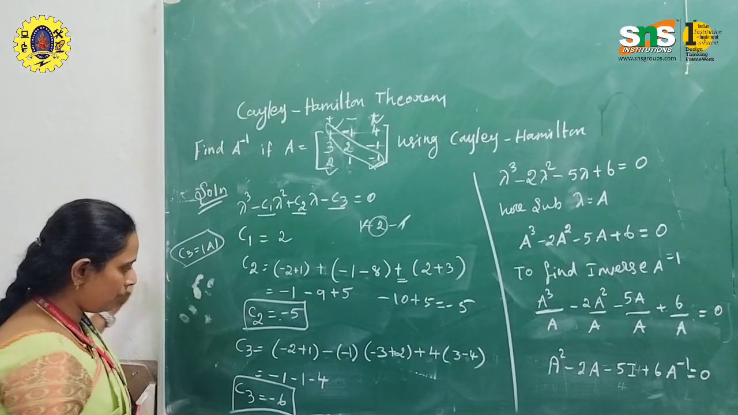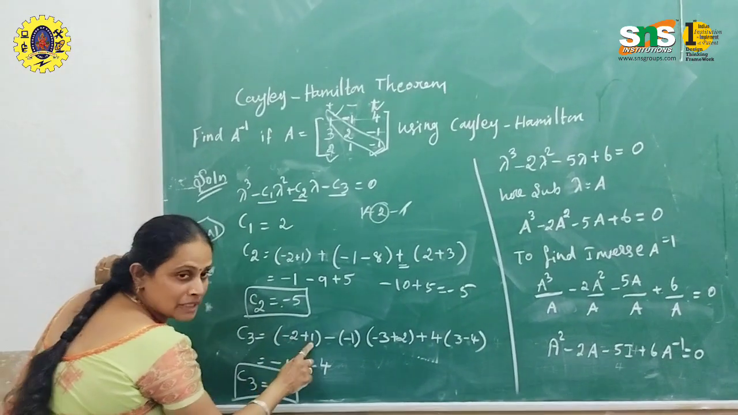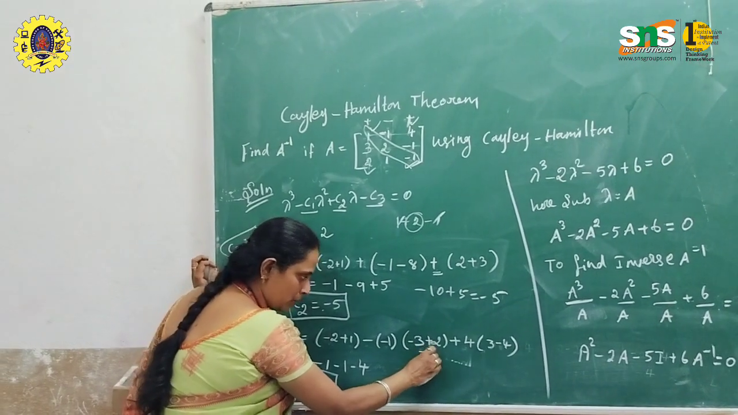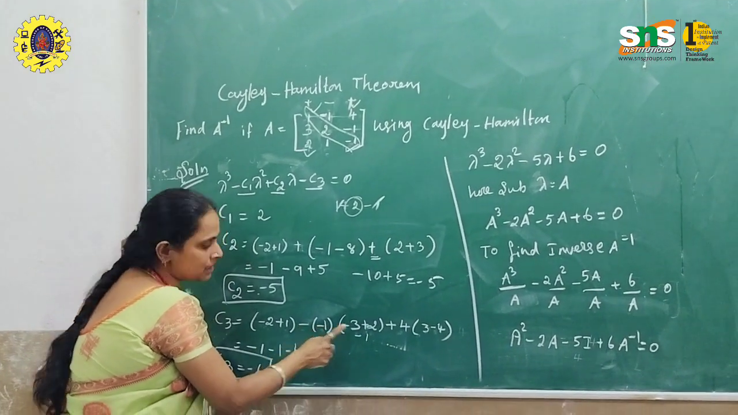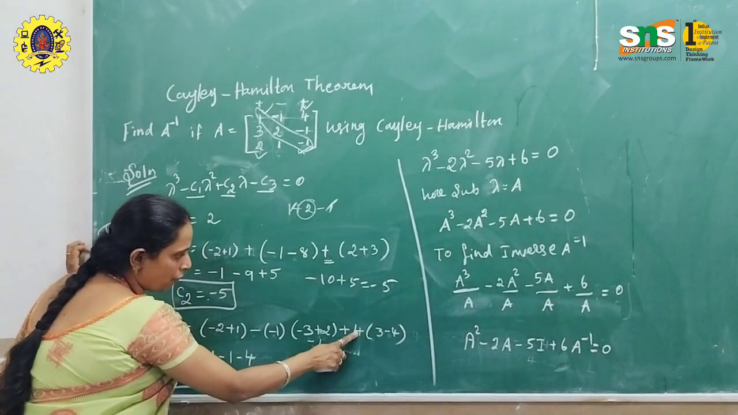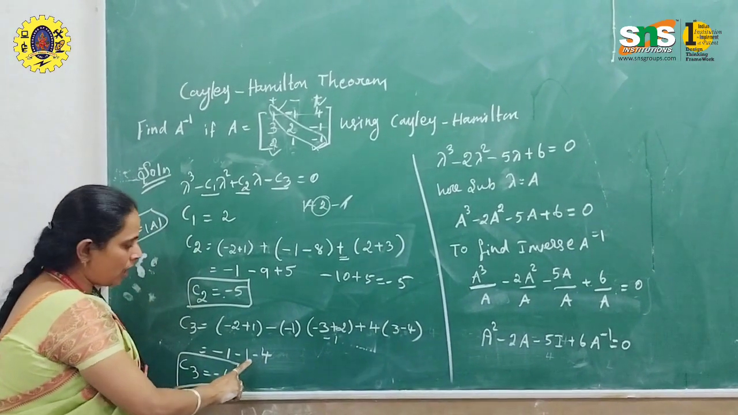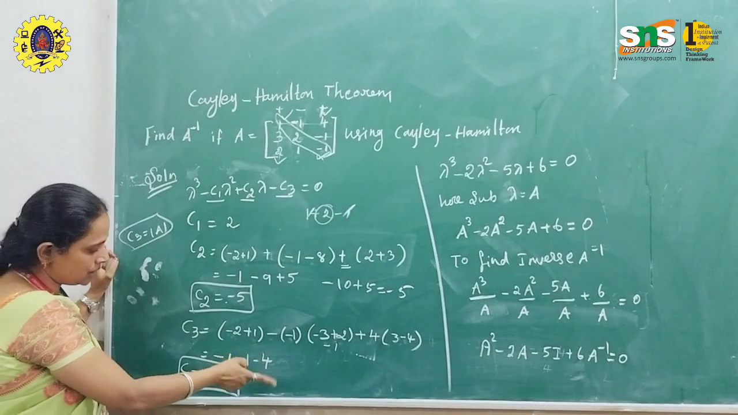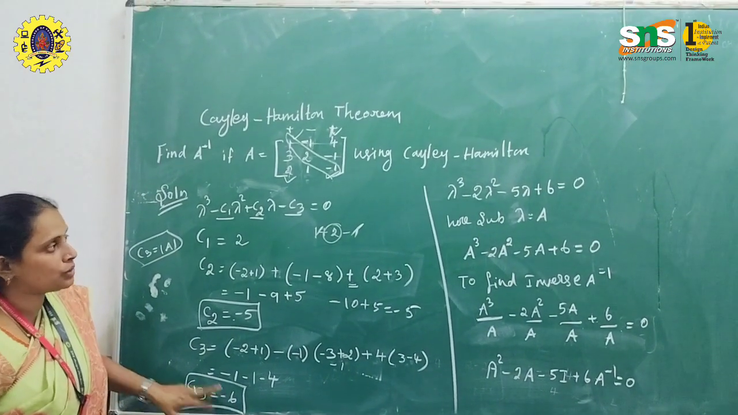Here again we simplify. Minus 2 plus 1 is minus 1. Again here also minus 1, so minus into minus is plus. Again minus 1, so 4 into minus 1 is minus 4. After simplification, minus 4 minus 5 minus 1 is minus 6. So the C3 value is minus 6.